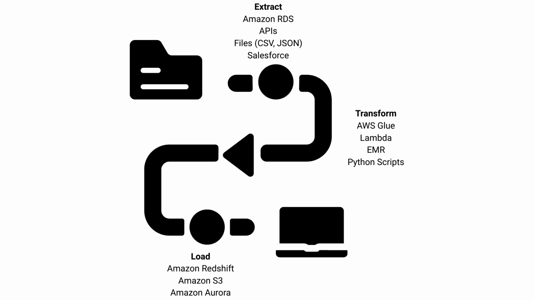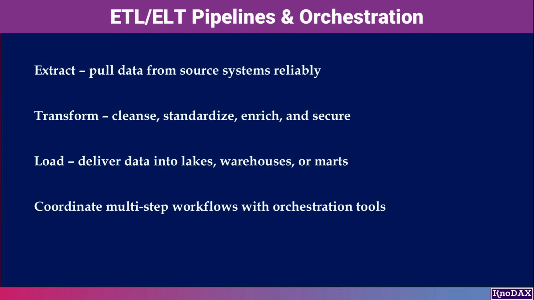Because these steps often involve dependencies and multiple systems, data engineers rely on orchestration tools to coordinate everything. Platforms like AWS Step Functions, Glue Workflows, or Airflow make sure each task runs in the right order, retries when needed, and tracks lineage for observability. Together, ETL and ELT pipelines form the operational backbone of any data platform, turning raw data into trusted, analytics-ready assets.